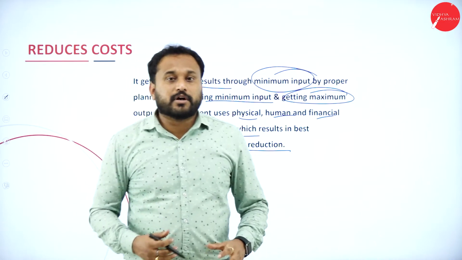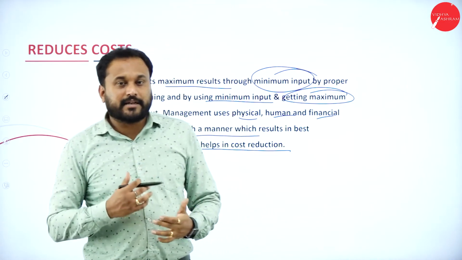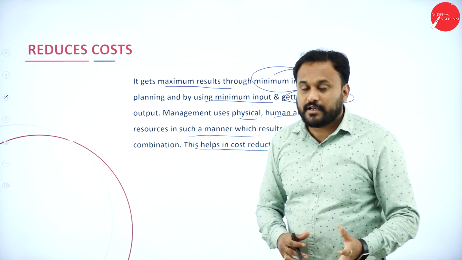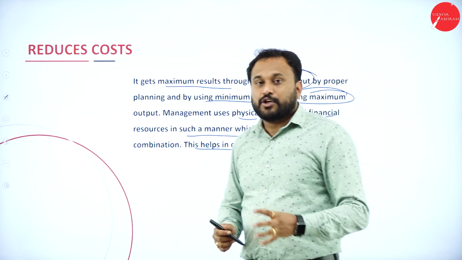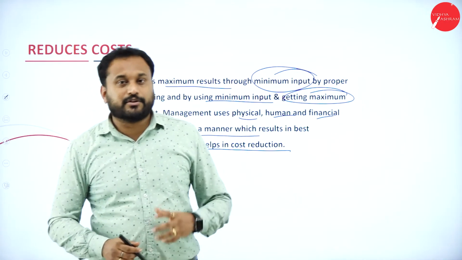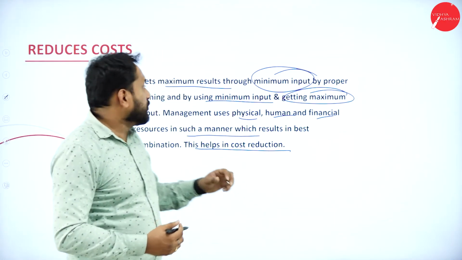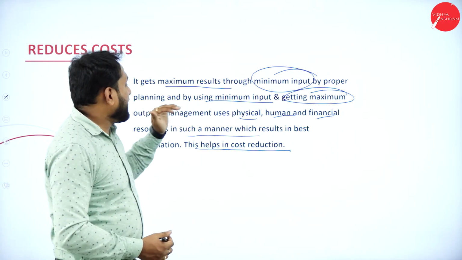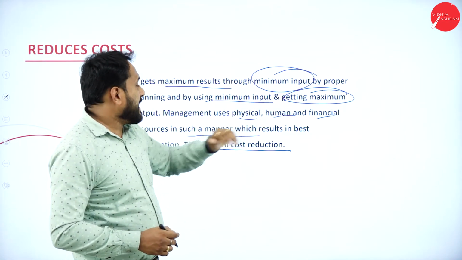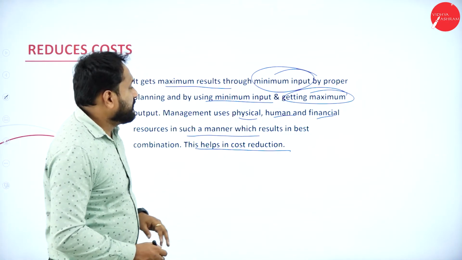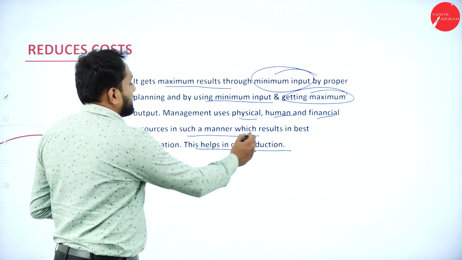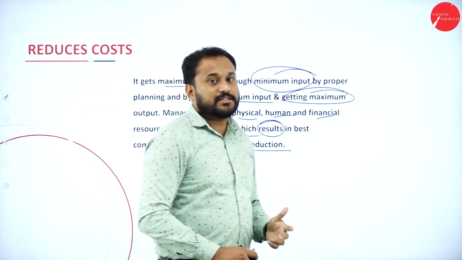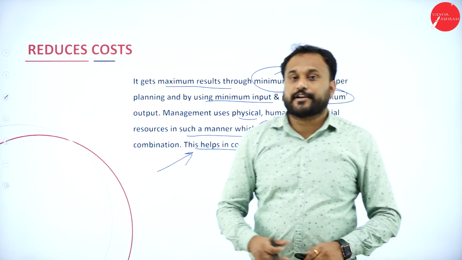Yes, the more and more you are doing the same thing, right, you get specialized. That is what Henry Fayol also said while he was explaining division of work, right? So if you have proper management, you will use all the resources properly. When you use all the resources properly, you will actually get maximum result through minimum input. By proper planning and by using minimum input and getting maximum output, management uses physical, human and financial resources in such a manner which results in the best combination. This helps in cost reduction. So you should always go for cost reduction.